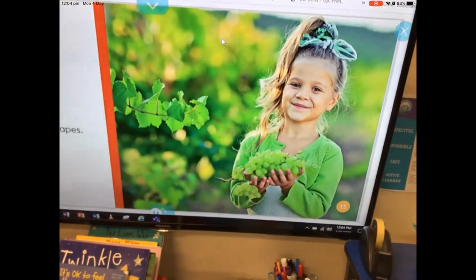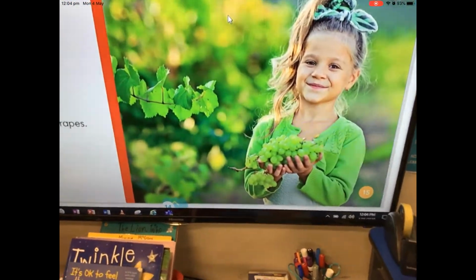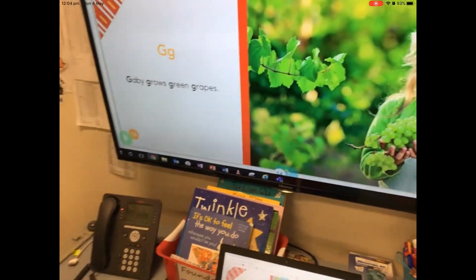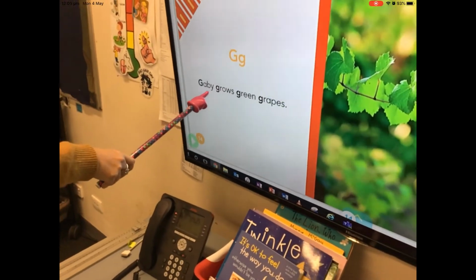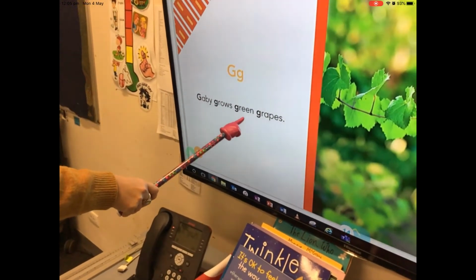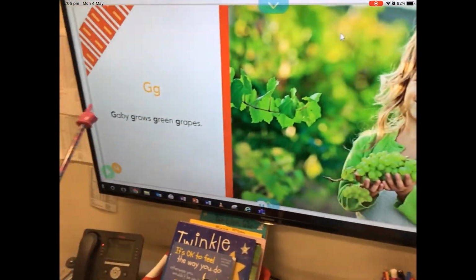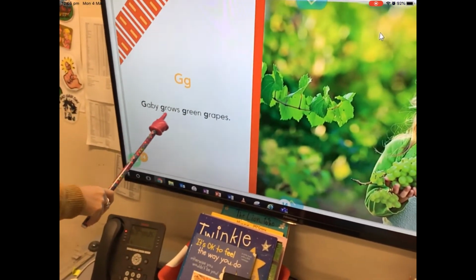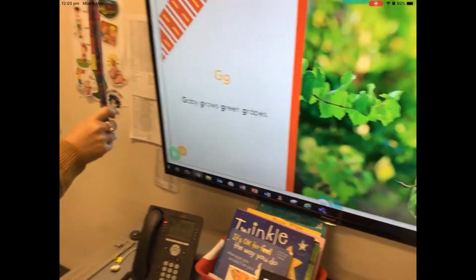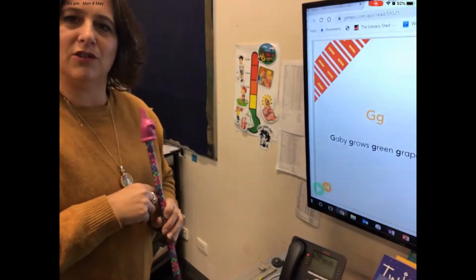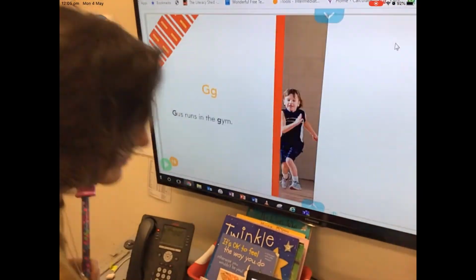Oh, there's a lot of G's on this page. Oh, green grapes. They're the ones we were talking about, Mrs. Mac, the ones that we love. Yum. Okay, let's read this one. Gabby grows green grapes. There's lots of G's. Let's count them. 1, 2, 3, 4. Lots of G. A lot of lowercase ones there too in that one. All right, one more page, perhaps.